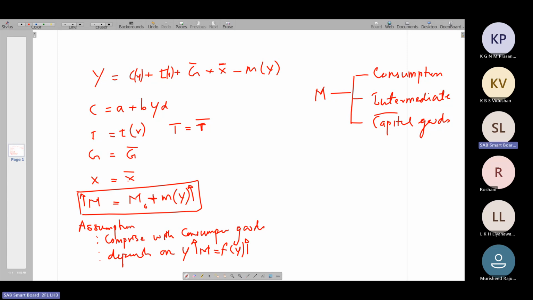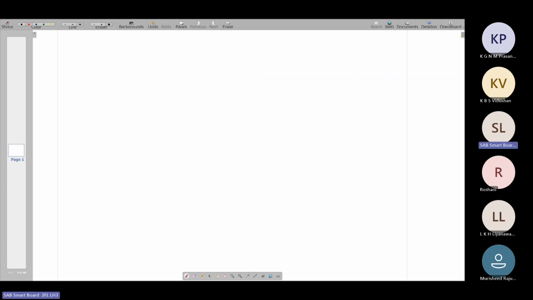Now we can take our model. So the equilibrium, how do we derive the equilibrium?